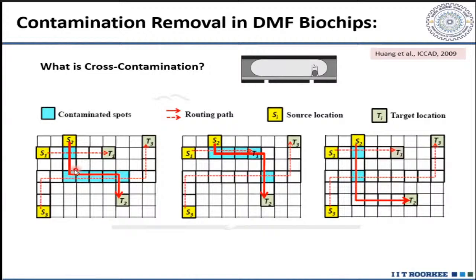Another problem is cross contamination. When multiple fluids are being routed on the chip, there should be less overlap, because if there is overlap, there is a chance of contamination. Contamination is just a small amount of fluid which is left behind when a fluid droplet is moving. So here it is having like this.